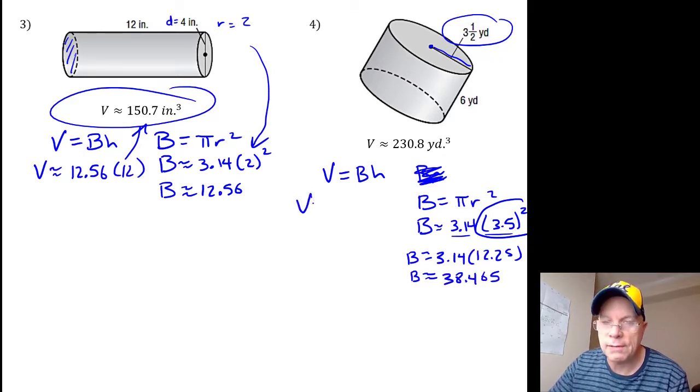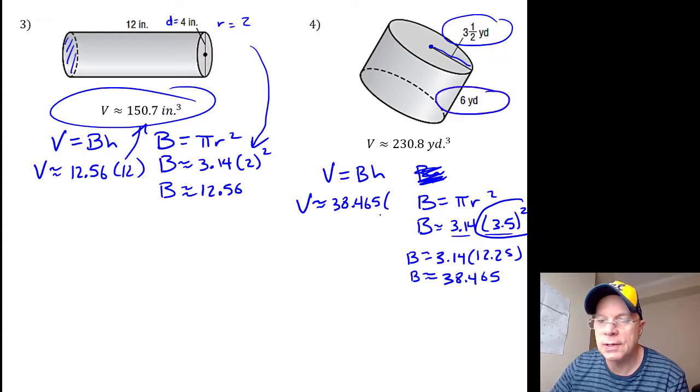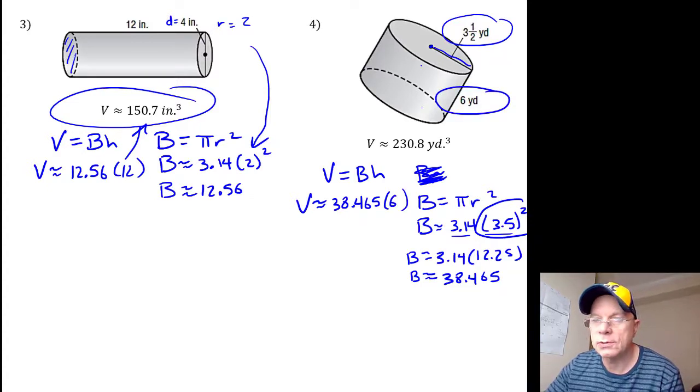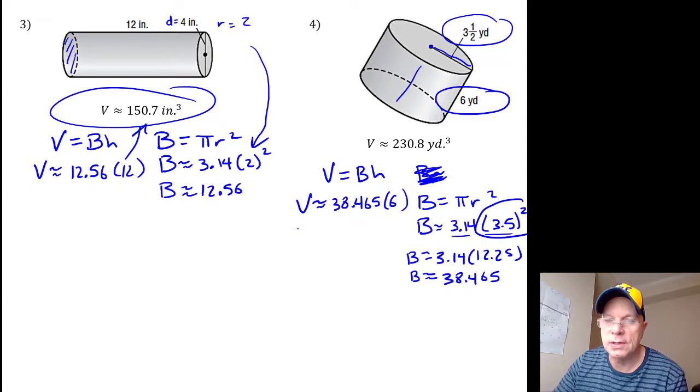Then you substitute into the volume formula, 38.465 multiplied by the height, which is 6. The distance between the circles, the circular bases, is 6. And then when you multiply those, you'll get the 230.8.